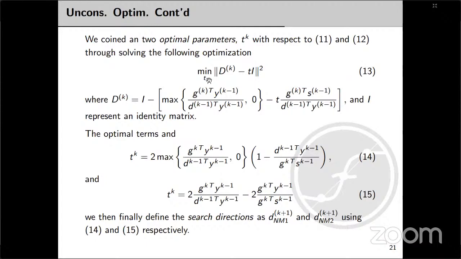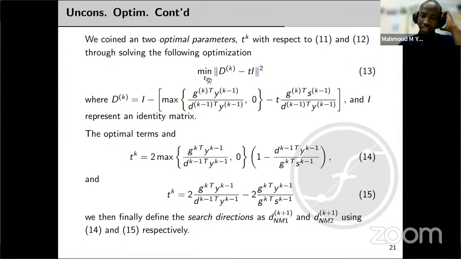Okay, from equation 13, we have capital D raised to K. So I would like to know, here you put D_K equals I minus some maximum of terms. Yes. So this I is what? Is it the identity? It's an identity element. Yes. And the D itself must have a T. We omitted it here, but there is a T.